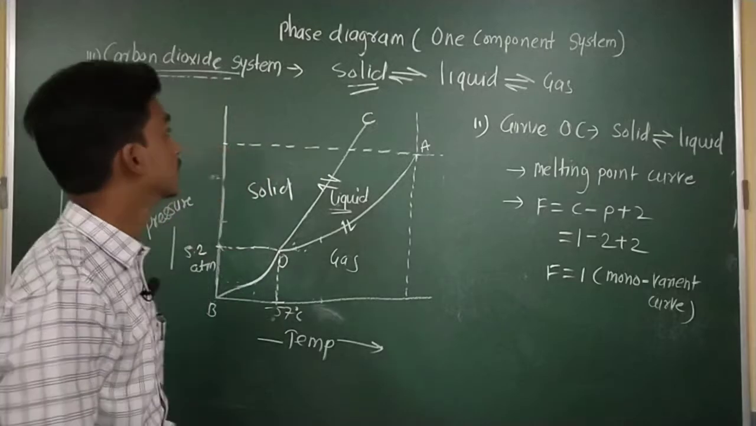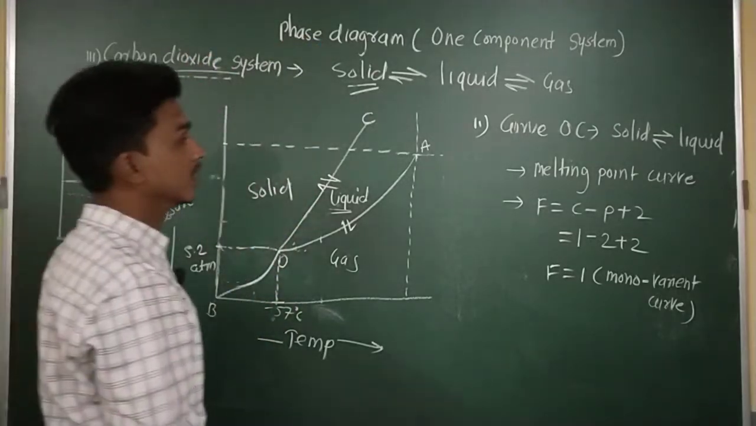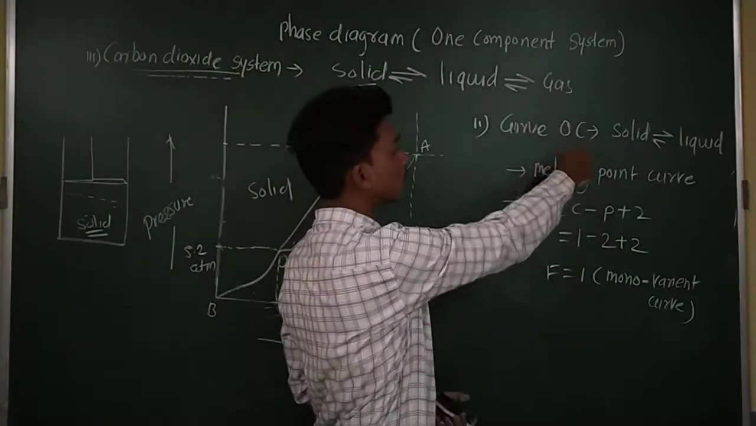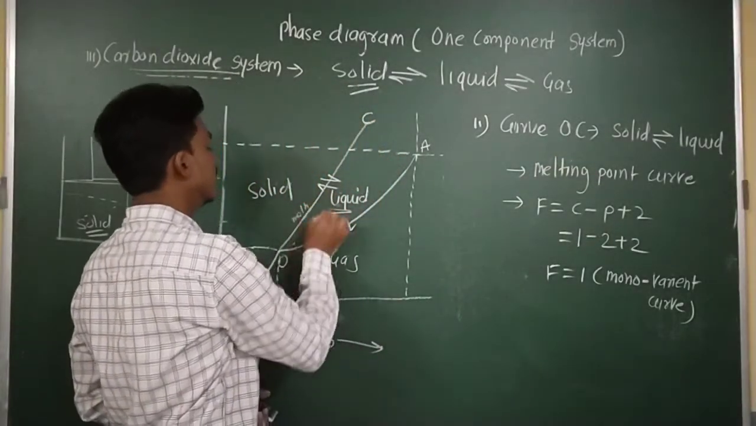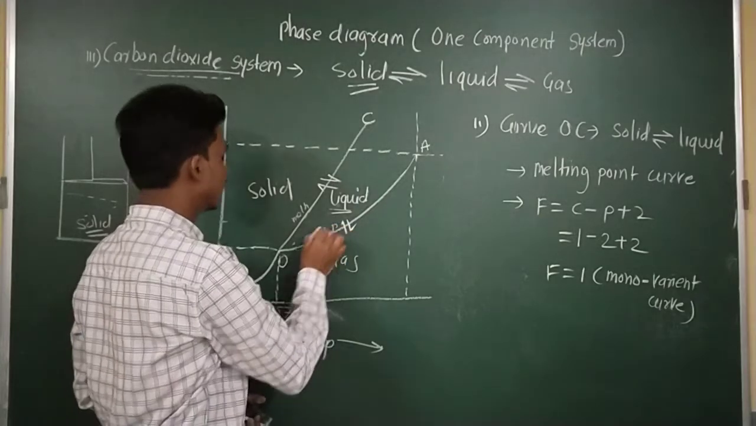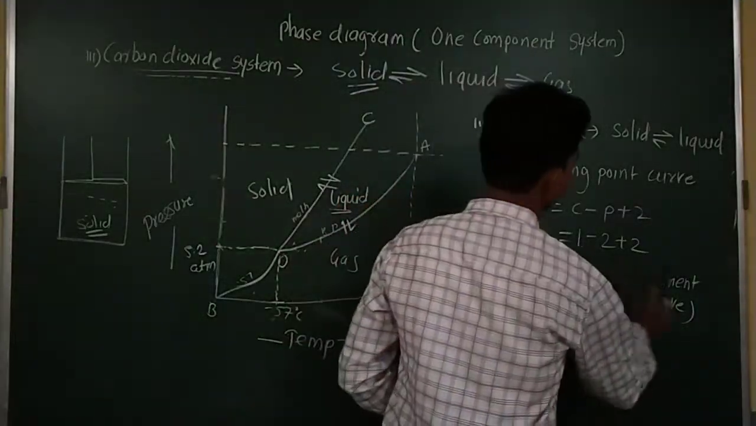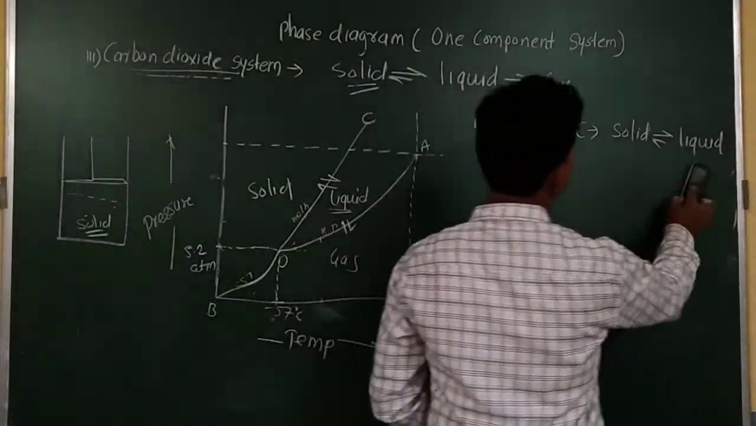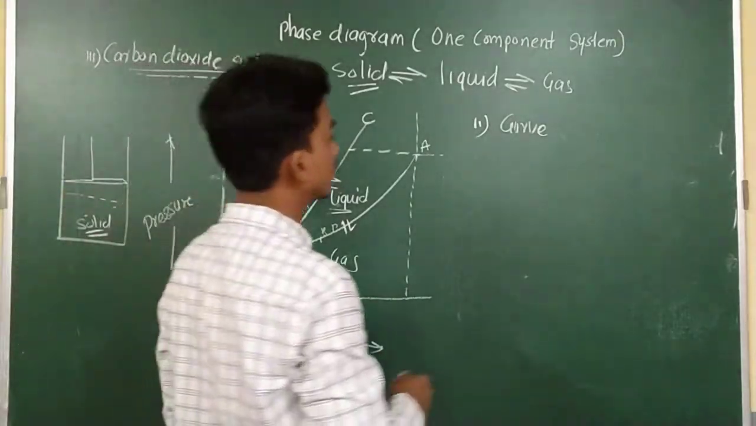Suppose questions may ask, like they give the phase diagram of the carbon dioxide system, then what will the curve O2C indicate? So this is the melting point curve, this is the boiling point curve, this is the sublimation curve. Okay, now the next curve. The next curve is O2B.